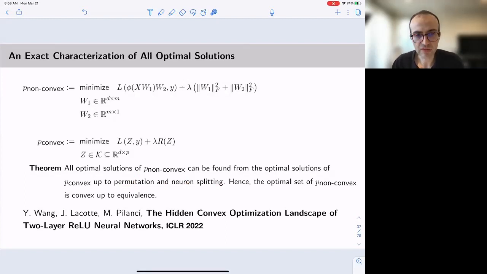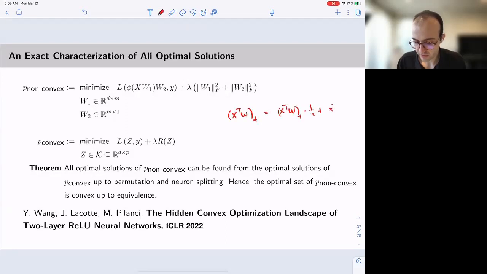Permutation is just changing the order of hidden neurons because it doesn't change the objective here. It creates the same point in the non-convex landscape. And there's something called neuron splitting. If you take one neuron, you can write it as 2 neurons, essentially. If you have (X^T w)_+ as a hidden neuron, you can write it as simply this times 1/2 plus the same times 1/2. And this actually counts as a different parameter point in the non-convex formulation. And it turns out these are the only 2 ways you can actually have other optimal points, permutation and neuron splitting.